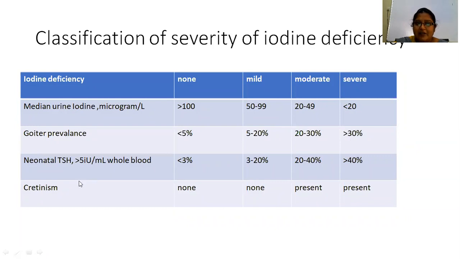Then neonatal TSH. If there is no iodine deficiency, it constitutes less than 3%. In case of mild, it constitutes 3 to 20%. In case of moderate, 20 to 40%. And in case of severe iodine deficiency, more than 40%. Then cretinism. Cretinism is present in moderate and severe types of iodine deficiency.